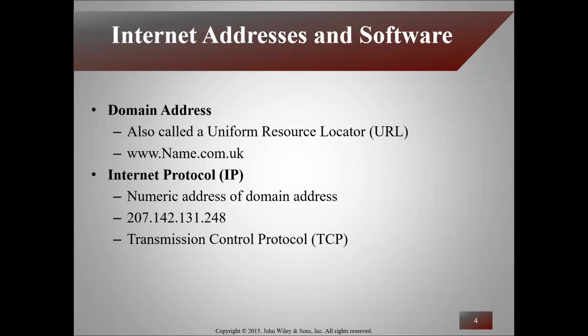Some examples of organization codes are, for example, .edu, .gov, .org. The internet address could also include a country code. For example, UK for United Kingdom.